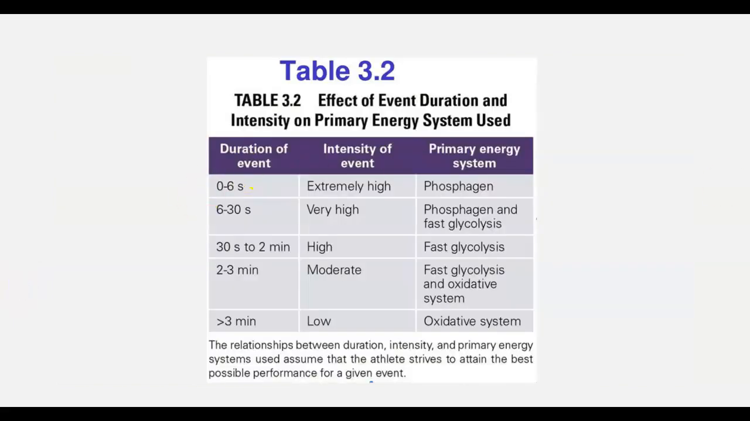And again, it really all depends on the duration of the event. So if the duration of my event is 6 seconds long, I'm probably going to be relying primarily on the phosphagen system. Versus, again, if I'm doing a longer distance event, it's going to be the oxidative system that's going to play a bigger role.